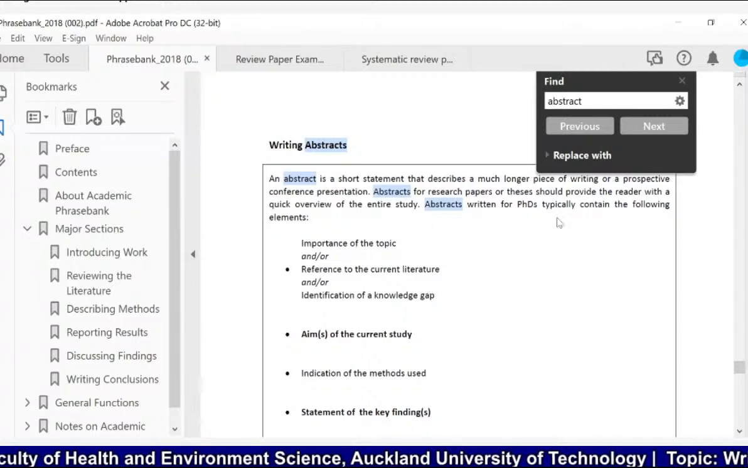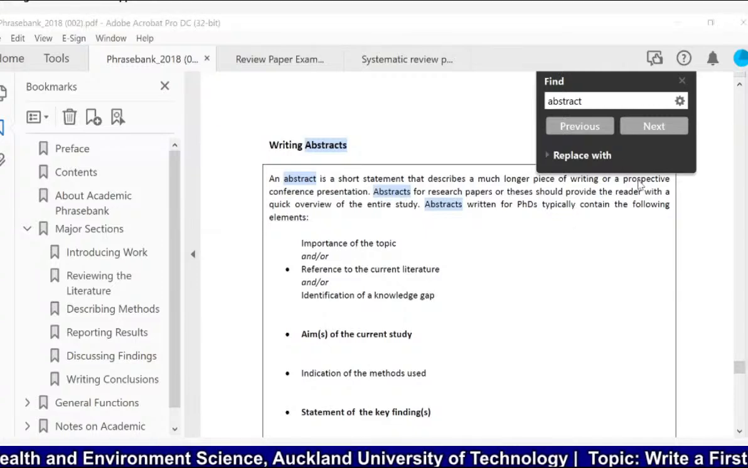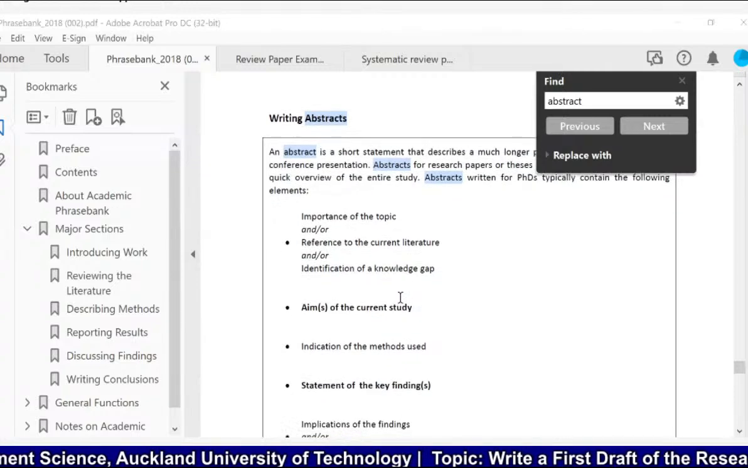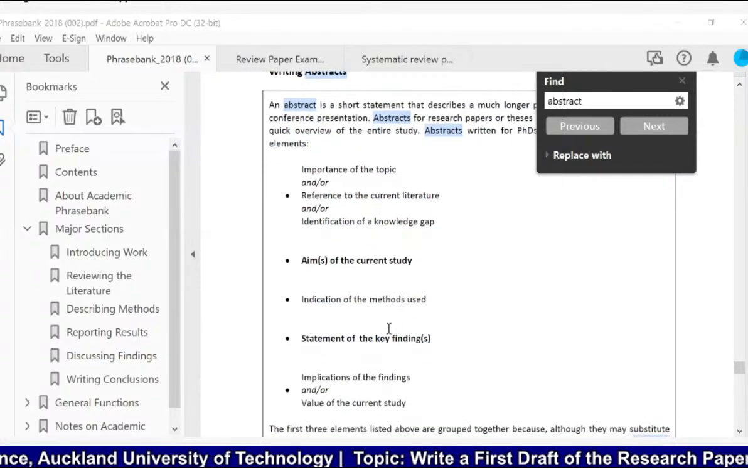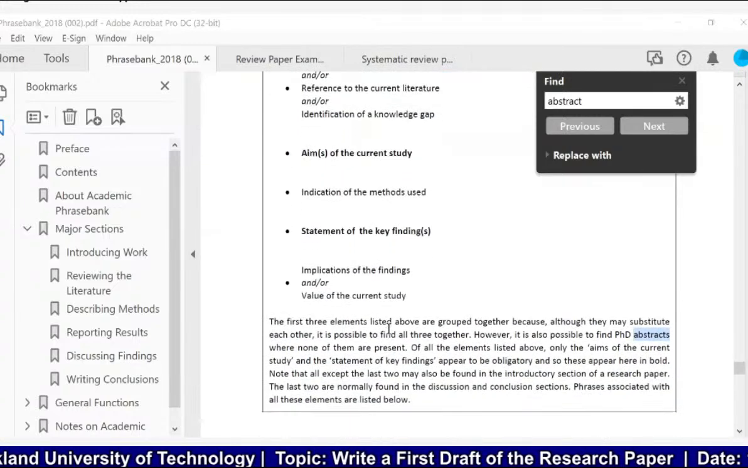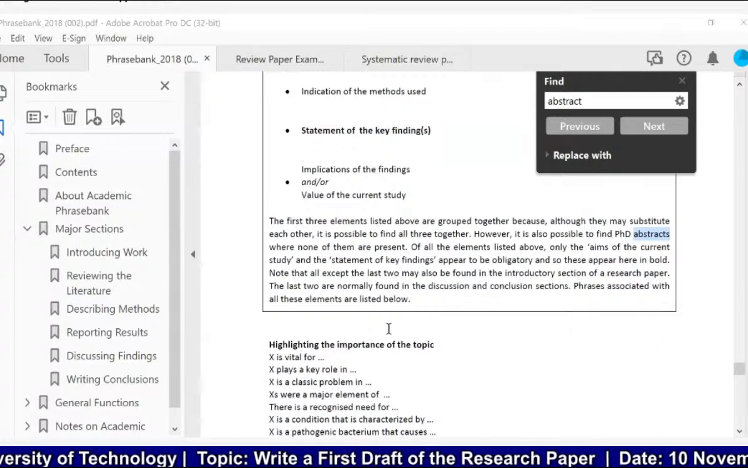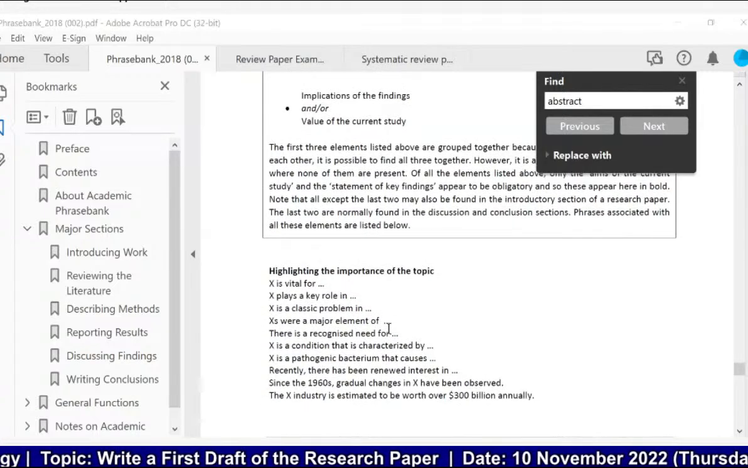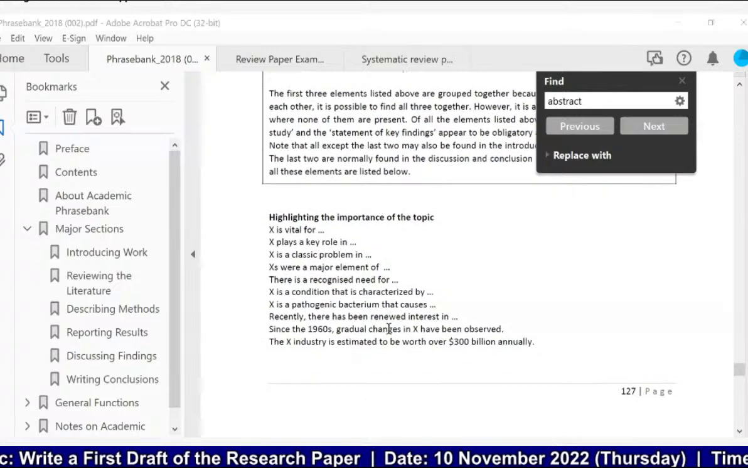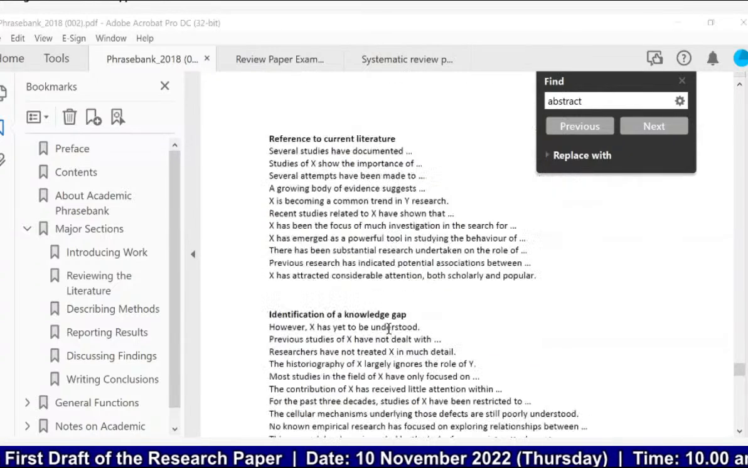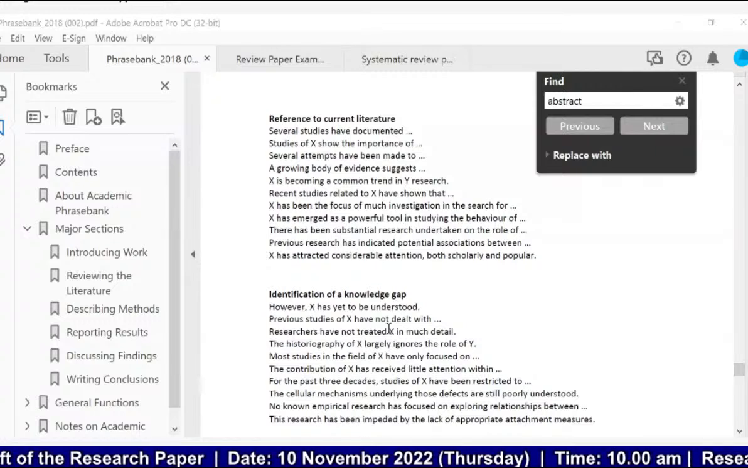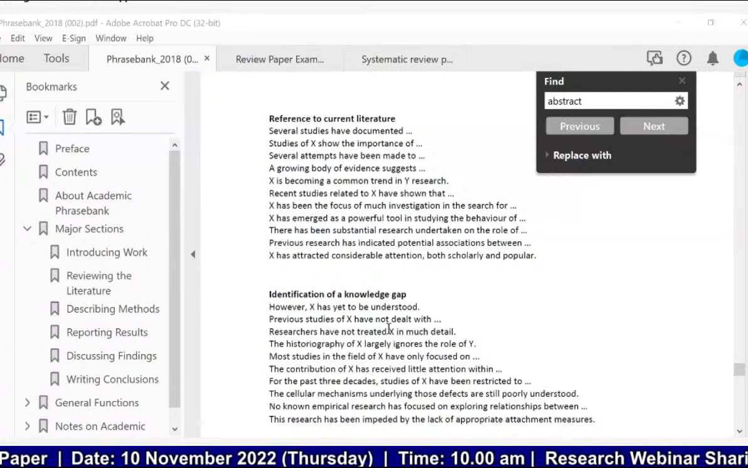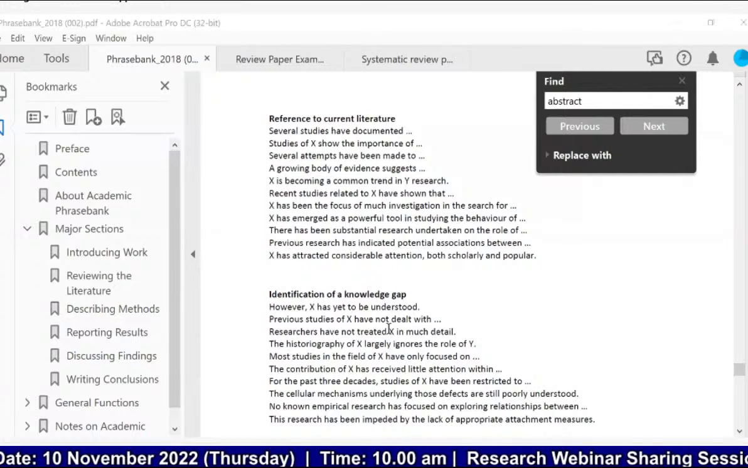You can find a description of an abstract. I'm not going to go through this because I've already gone through it enough. But what is important is it tells you what you should put in each line and what phrases you can use. If you're highlighting the importance of the topic, for example, you have so many phrases you can choose from. You just have to guide the students in terms of what phrases to use. I found this really valuable information that students can use, and most of my students appreciate it.